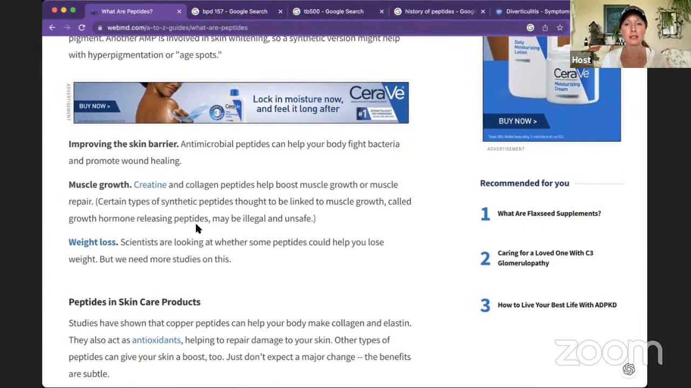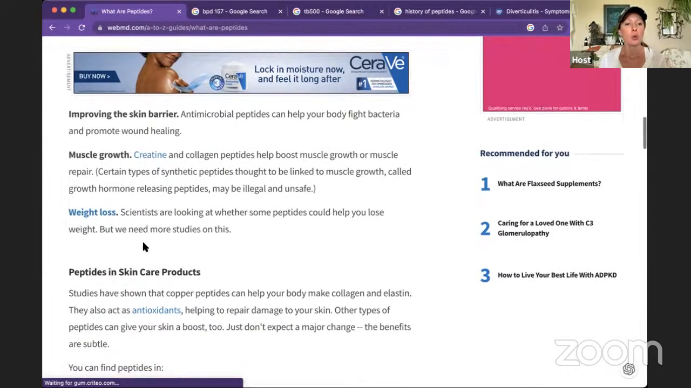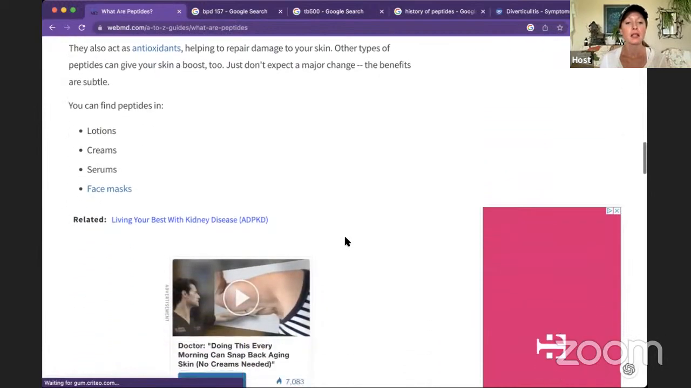Well, I consider a lot of this natural, and even though these are lab created, your body can make peptides. It does make peptides of its own, by the way. Muscle growth: creatine and collagen peptides help boost muscle growth or muscle repair. Certain types of synthetic peptides thought to be linked to muscle growth, called growth hormone releasing peptides, may be illegal and unsafe. Weight loss: scientists are looking at whether some peptides could help you lose weight, but we need more studies on this. And the article goes on.